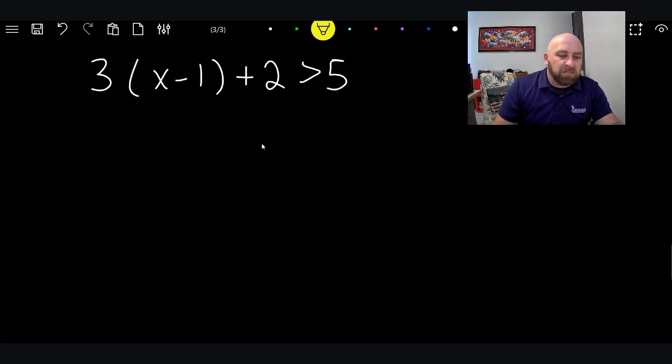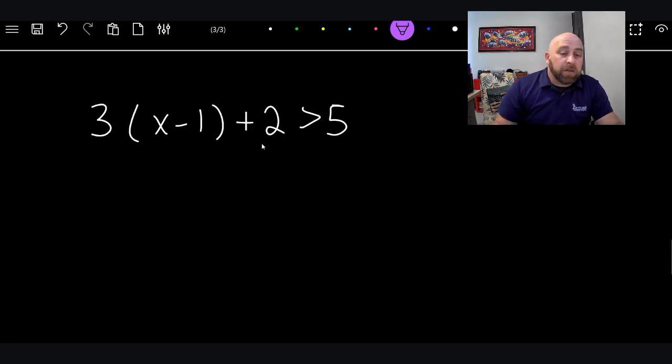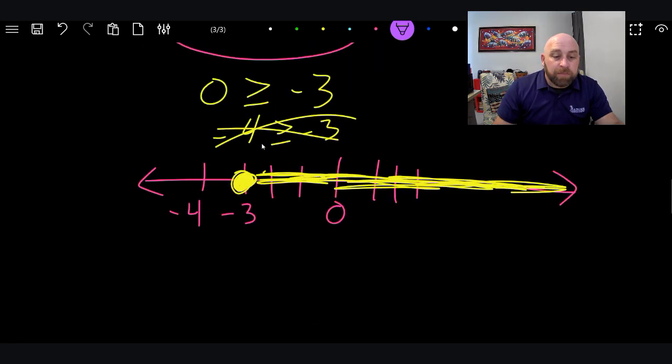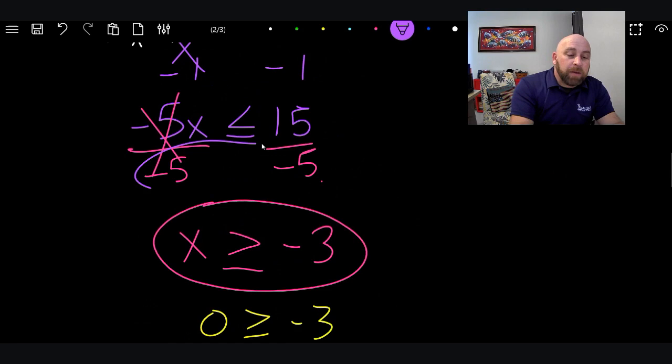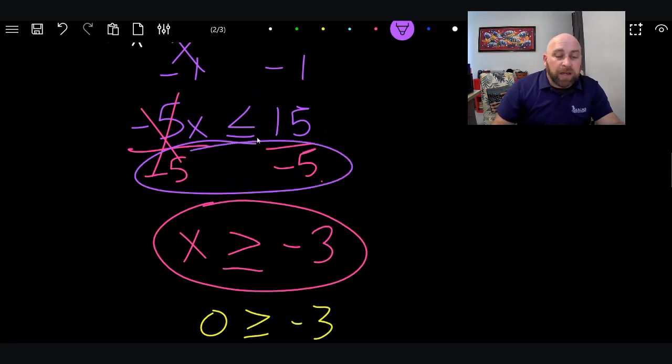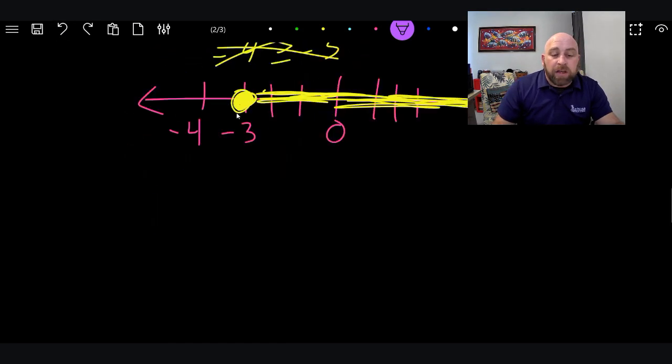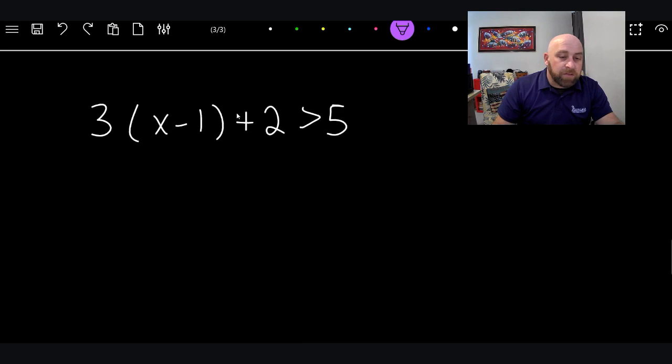This one's a little bit more complicated maybe, but you just follow your steps of solving equations. Remember, there's no difference between solving inequalities and solving equalities, except for when we divide by that negative number right there, we have to flip the sign. So everything else stays the same. We just do our regular math procedures right here.